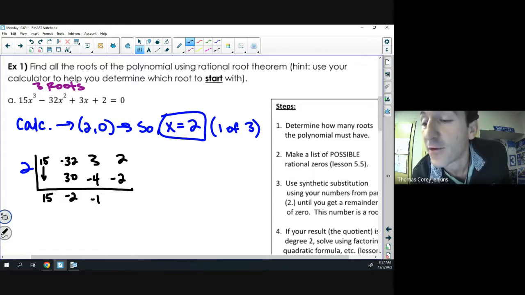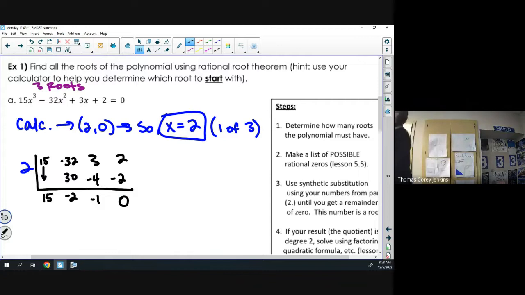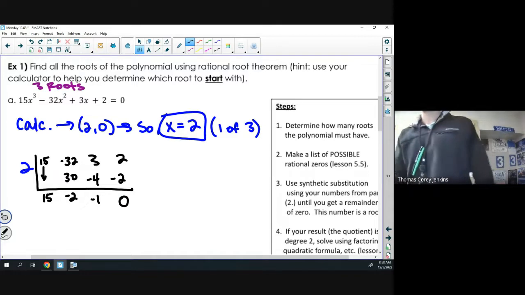Okay, now, if you think you're dividing by a solution, you should always have that 0 at the end. If not, you've gone wrong somewhere. You've either seen it wrong on your calculator, you've divided wrong, something's gone wrong. So you got to check for a mistake. We did get a 0, so we know we're in good shape.